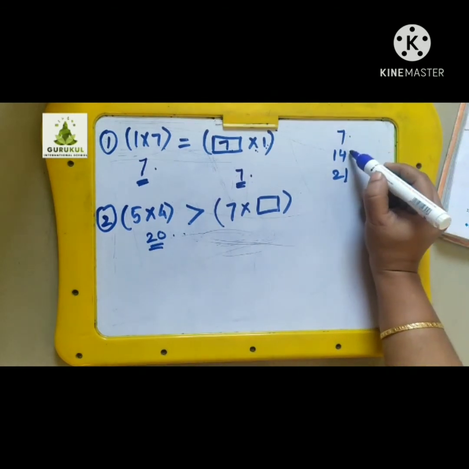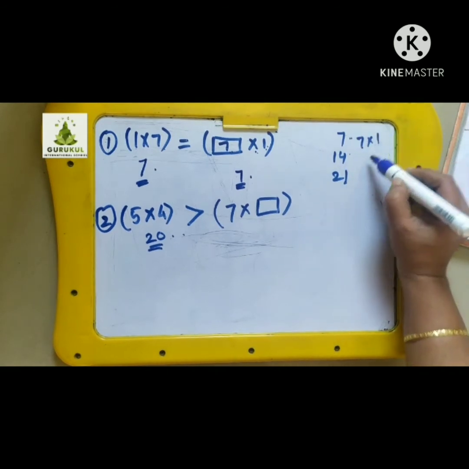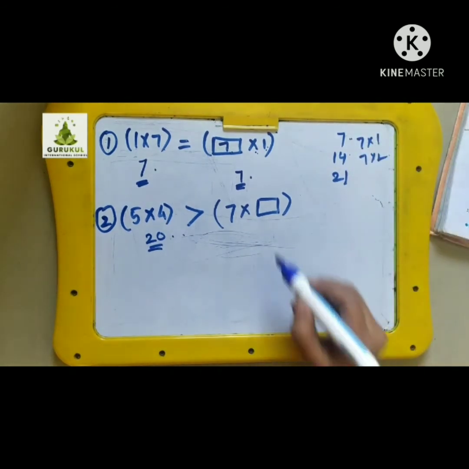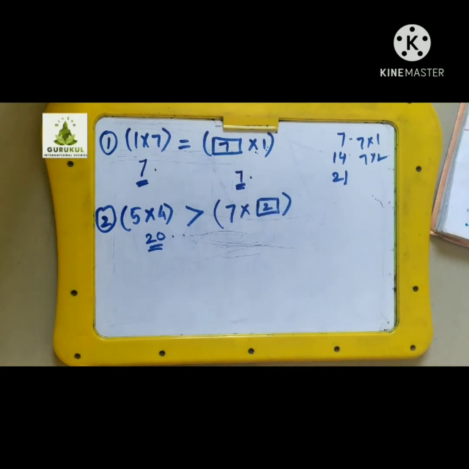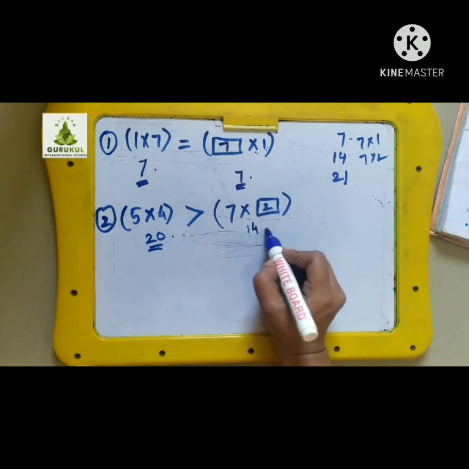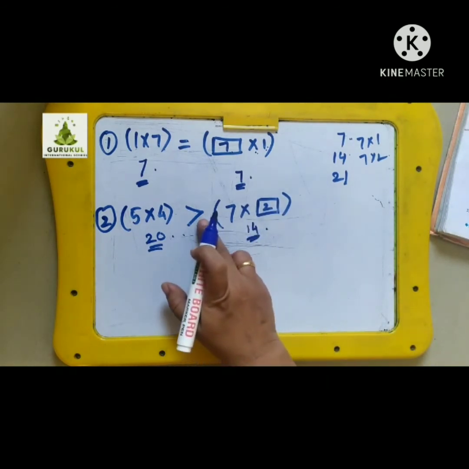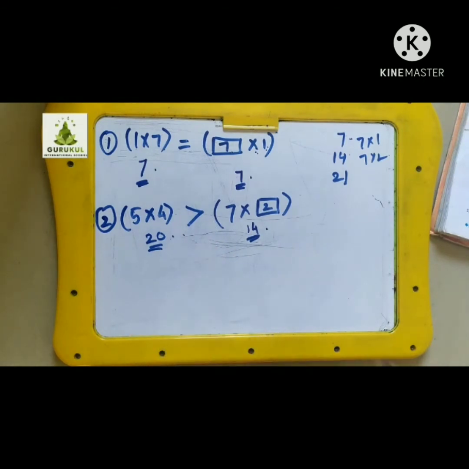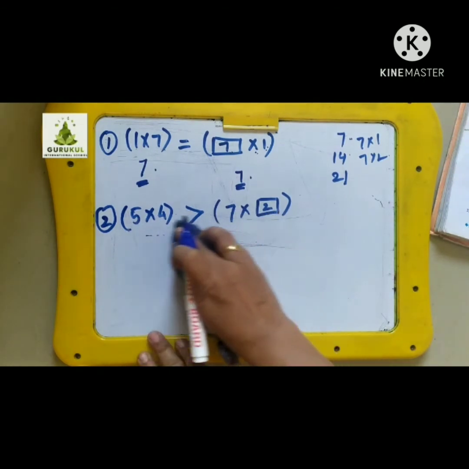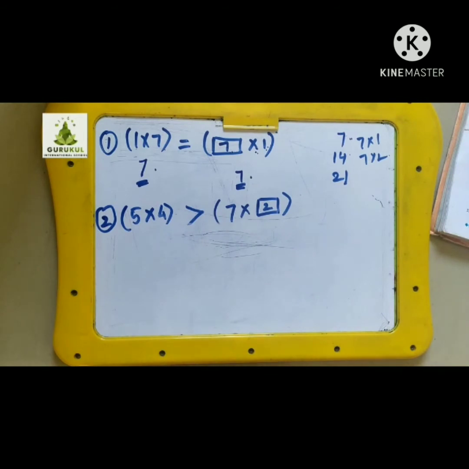So here you can choose any of these two. You can say 7 into 1 or you can say 7 into 2. Let us make here 7 into 2. So 7 twos, you got 14. So 14 less than 20. So this is how you will be identifying the number coming in the box.